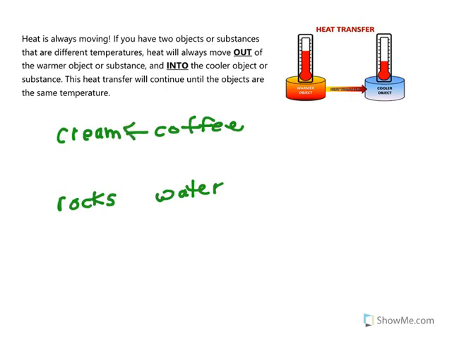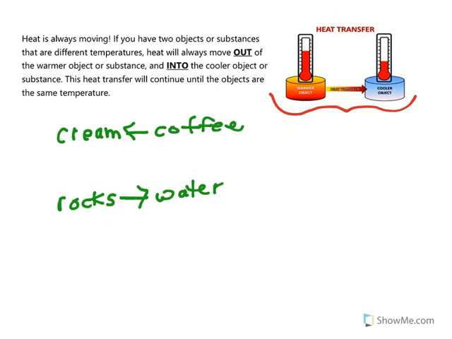With rocks and water, you heated up the rocks on the fireplace. And so the rocks were hotter and the water was cooler, and you were going to heat up the water. And so heat went from the hotter rocks to the cooler water. And that's always the case. So if you look up here, you see that the direction of flow of heat transfer is always from the warmer object to the cooler object.